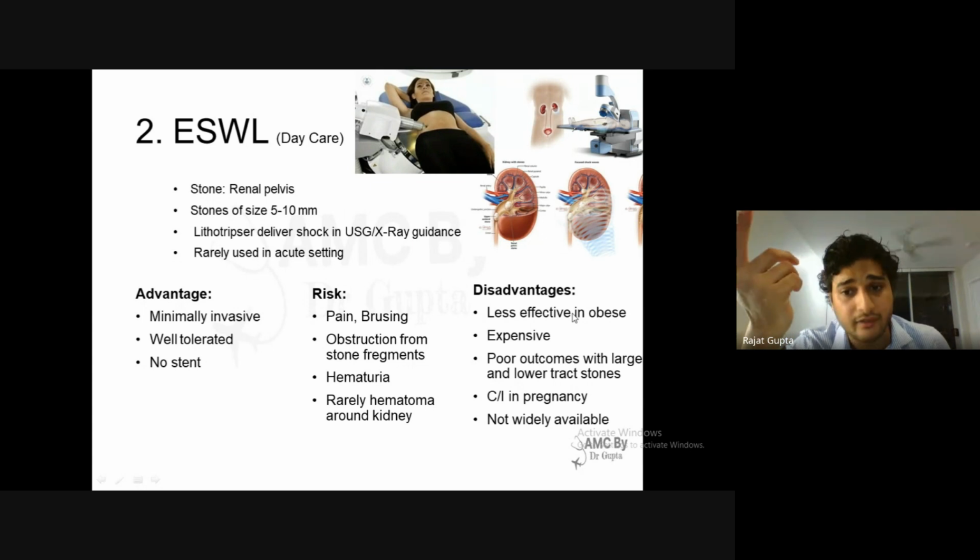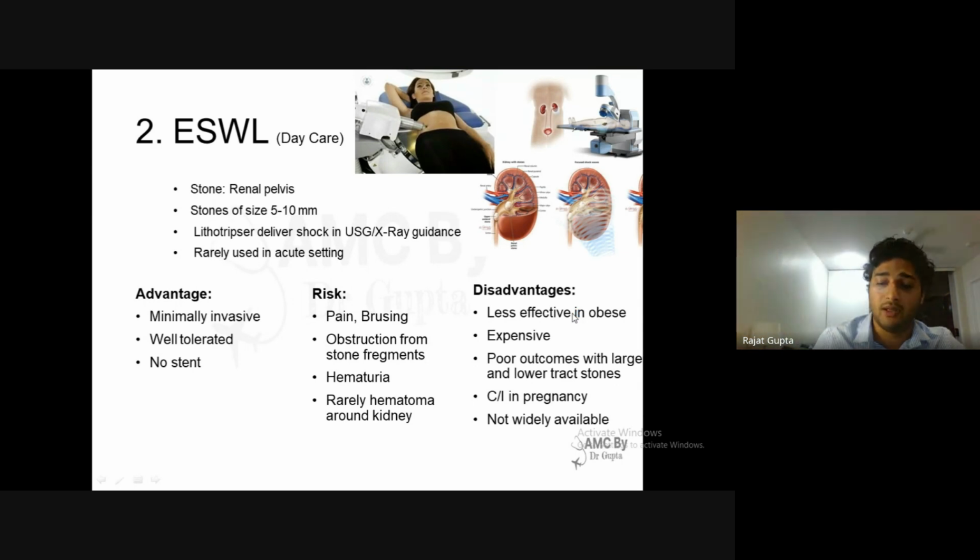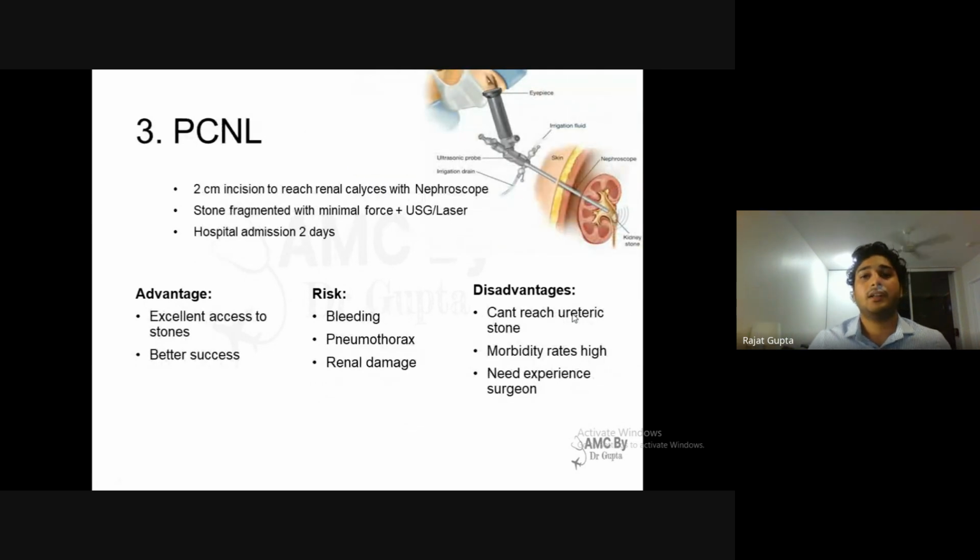It is expensive, has poor outcomes with lower urinary tract stones, and is contraindicated in pregnancy and not widely available. So both these procedures are daycare; the patient will be admitted and discharged the same day. Now comes the PCNL, percutaneous nephrolithotomy.